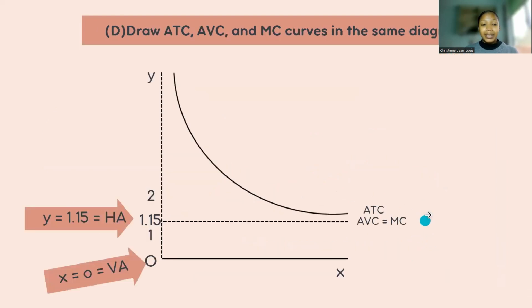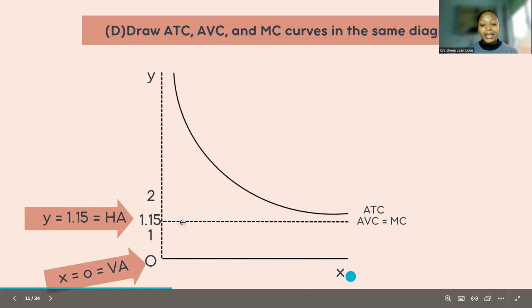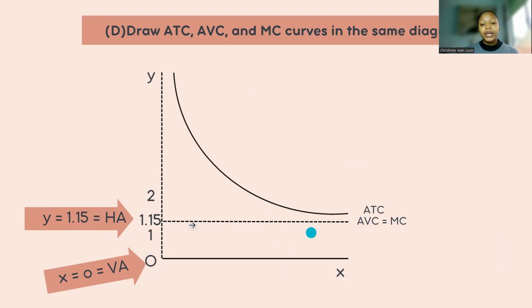And lastly, in the fourth position, we needed to draw the average total cost function, the average variable cost function, and also the marginal cost curve. We needed to draw all of them. Right here, we have the x-axis and the y-axis. Remember, x equals 0 is the vertical asymptote, and y equals 1.15 is the horizontal asymptote, which we have over here.